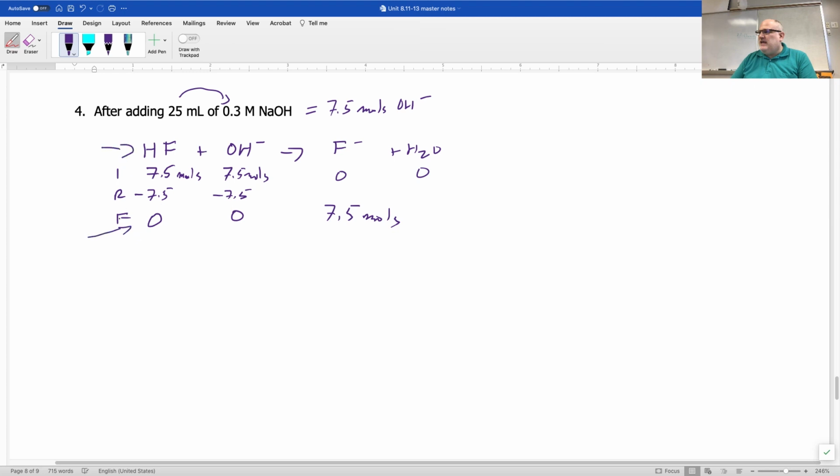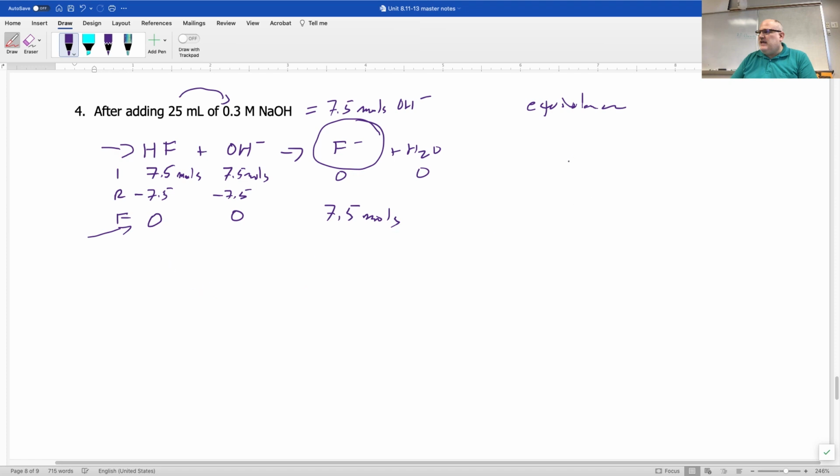Now, this is a big deal because the point at which we use up exactly the HF that we've started with, we call this the equivalence point. In essence, what we've done is we have caused the HF to completely get used up. And this is where we typically see the color change when we put an indicator into our solution. But the other thing you need to be aware of now is that the only thing that's left over is F minus, and that causes us to have to do a problem that's a little more difficult.